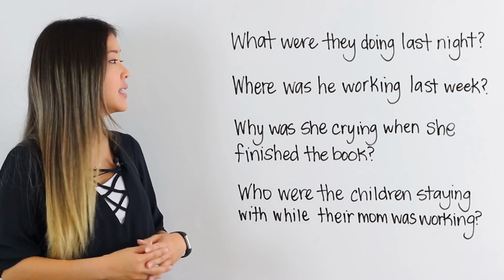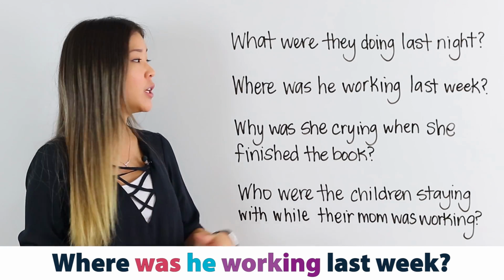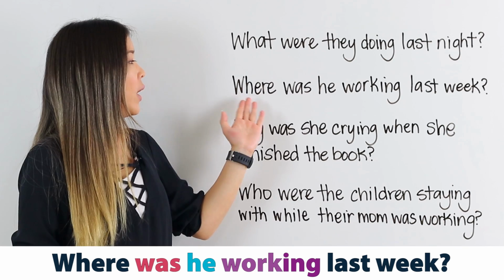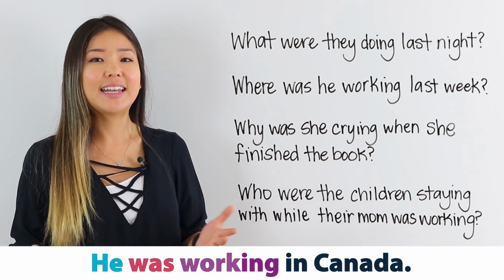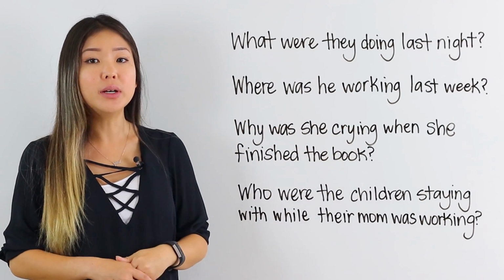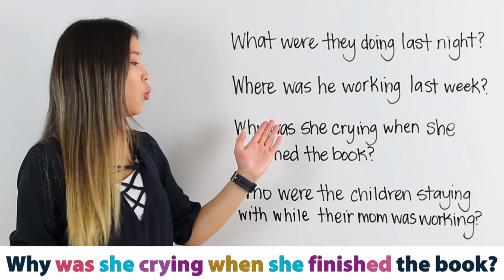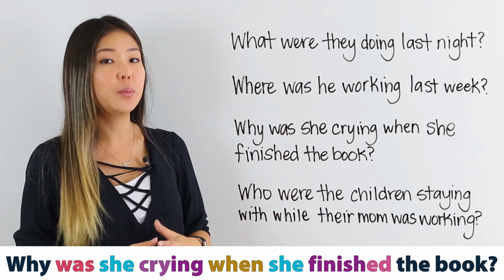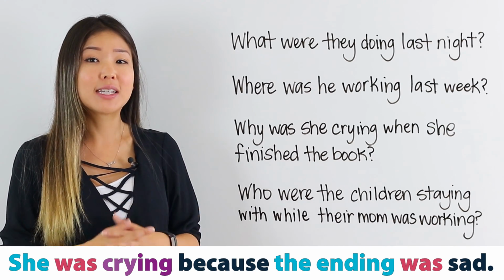The next question says, where was he working last week? In this case, the subject is he, and so the be verb to use is was. Where was he working last week? I can say he was working in Canada. Why was she crying when she finished the book? In this case, the subject is she, and so I put was after why. Why was she crying when she finished the book? I can say she was crying because the ending was sad.